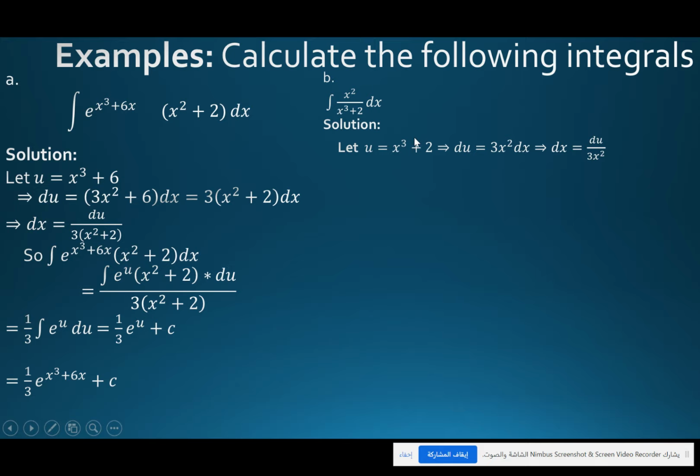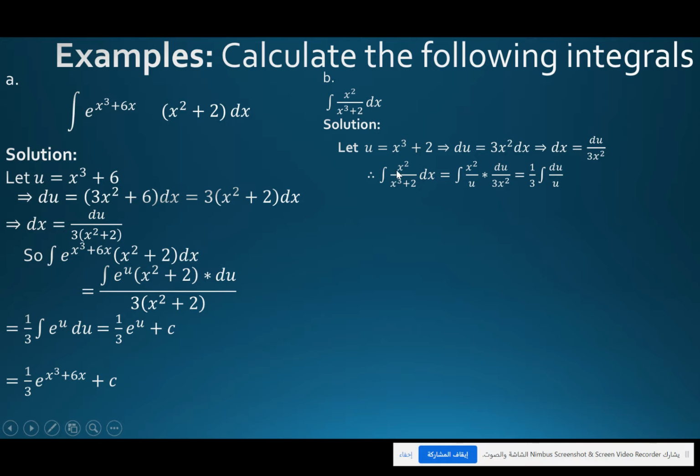u equals x cubed plus 2. Only take the denominator. Now derive it separately. Derive the left side to get du equals 3x squared dx. Make dx the subject: du over 3x squared. Make dx the subject and replace it in the integral.